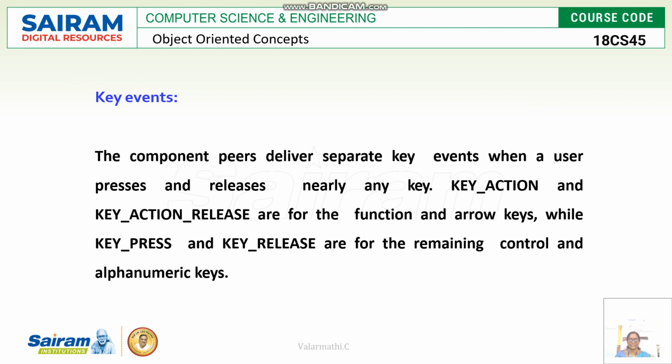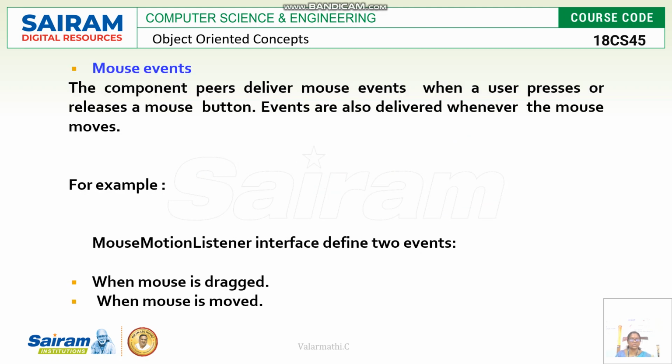Then key event mainly focuses on the keyboard, and the component delivers separate key events when the user presses or releases a key: key press and key release. The next is mouse event. A mouse event is delivered whenever a user presses or releases a button. Some examples of mouse listeners are when the mouse is dragged and when the mouse is moved.